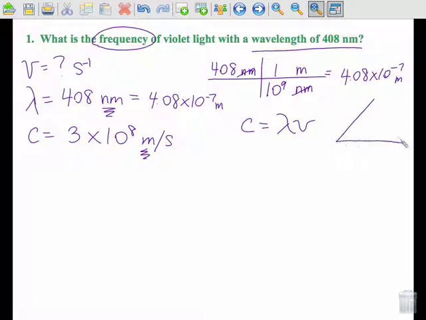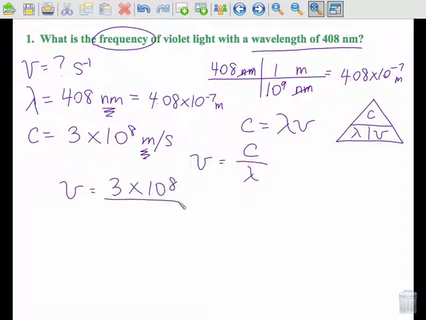Remember that you can also use this triangle, like the density triangle. And if this is here, and this is here, and this is here, you can figure out that if you're solving for frequency, it's going to be C over the wavelength. I do not care which one you use. You should get the correct answer either way. So when I plug my numbers in, it's going to be 3 times 10 to the 8th over 4.08 times 10 to the negative 7th.